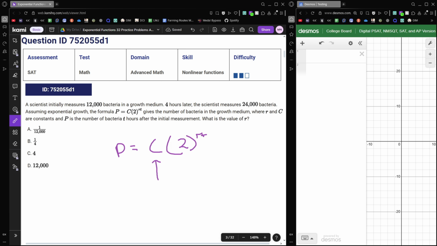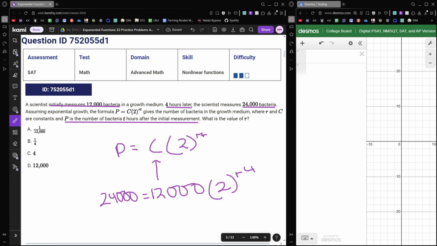Now once again, the very first number will be the initial value. And in the information they give to us, they say the scientist initially measures 12,000 bacteria. So 12,000 will be the initial value. Then we're trying to solve for R, so we'll just keep it as R. And then T will be the amount of time. So here they say 4 hours later. So that means the time will be 4. Then finally, to find the value of P, they say that P is the number of bacteria T hours after initial measurement. And then right here it says the scientist measures 24,000 bacteria 4 hours after the initial measurement. So P will be equal to 24,000.